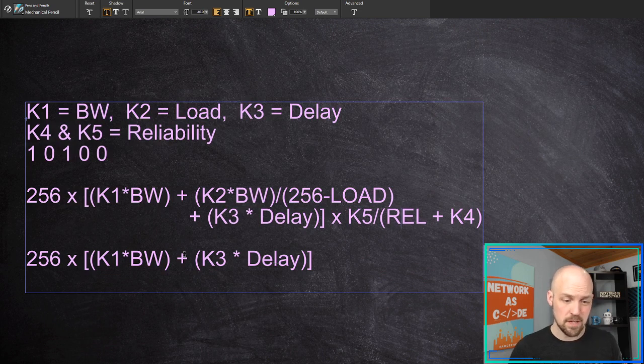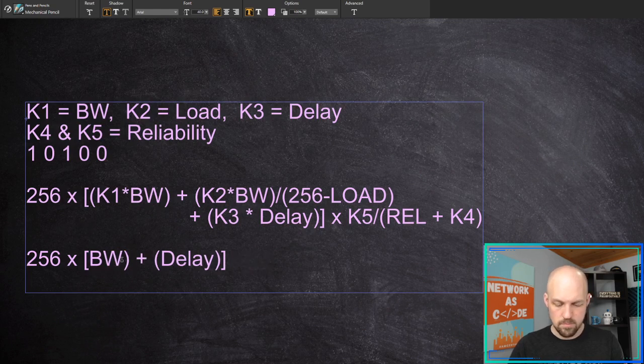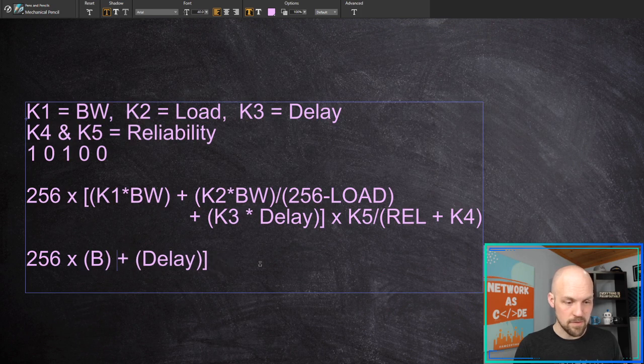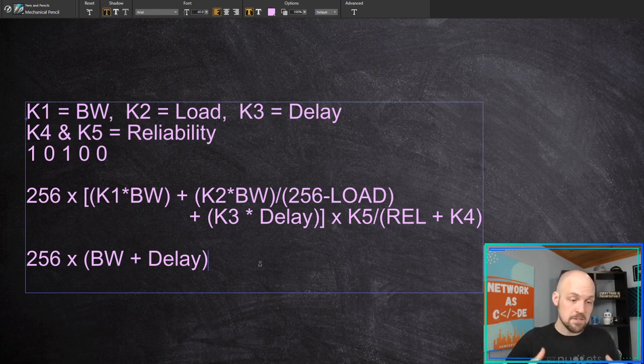And again, let's think about the defaults. What are K1 and K3 by default? One. So since one times bandwidth is bandwidth and one times delay is delay, by default, we can even get rid of some of these parentheses. This program is silly. It treats delete as if it's a backspace instead of delete. All right, so there we go. There's our algorithm: 256 times bandwidth plus delay.